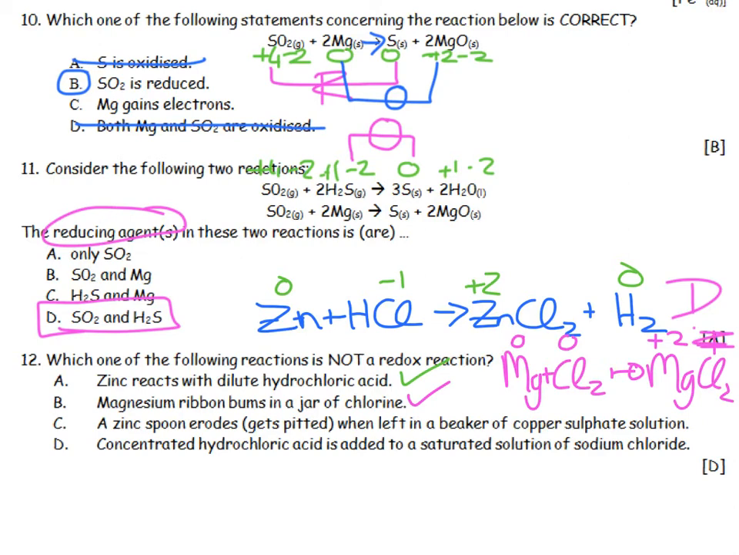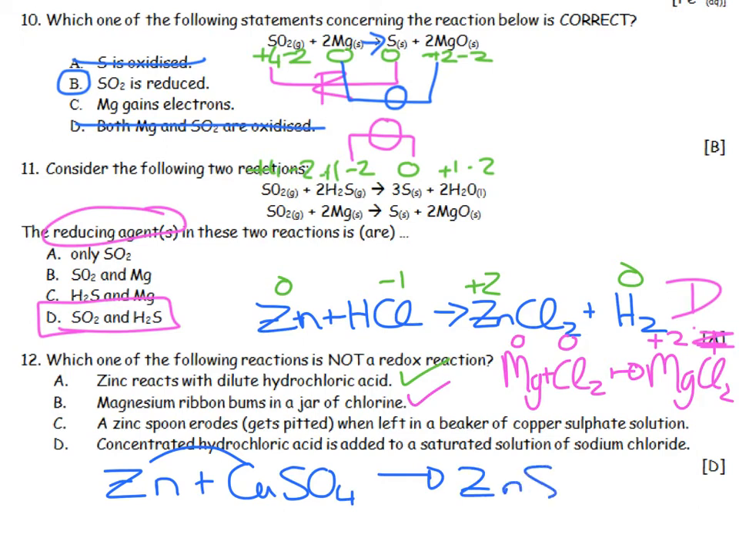A zinc spoon is left in copper sulfate, CuSO4. It becomes pitted, so it obviously does go through a reaction. It's reasonable to think that some ion exchange took place here. And we know that zinc is more reactive than copper, so it's going to steal its partner. And what has happened? We have got 0 going to +2 and +2 going to 0. So that is a redox reaction. Let's hope the other one is right.